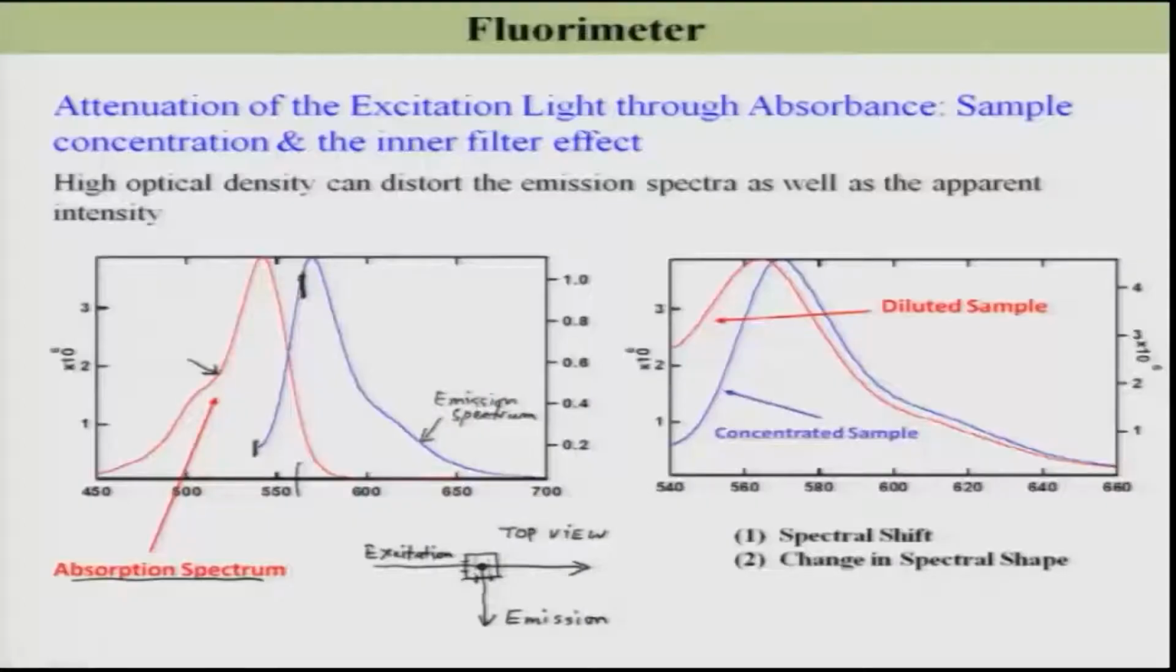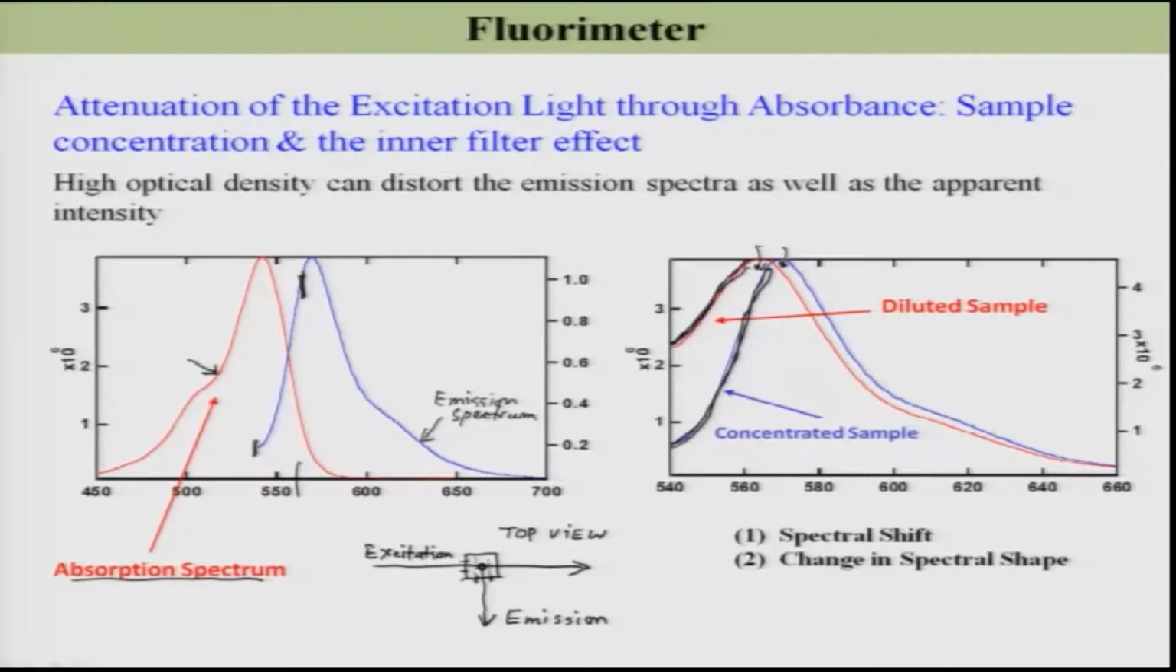Now, if it is not, then there will be a distortion in the emission intensity, as I have shown over here. Suppose this is the emission spectra you have recorded. You see the intensity around this region is low. When you have diluted the sample, you see the emission intensity increase at this region. As this side of the emission intensity increased, when I normalize both of them, there is an apparent shift in the emission maxima.